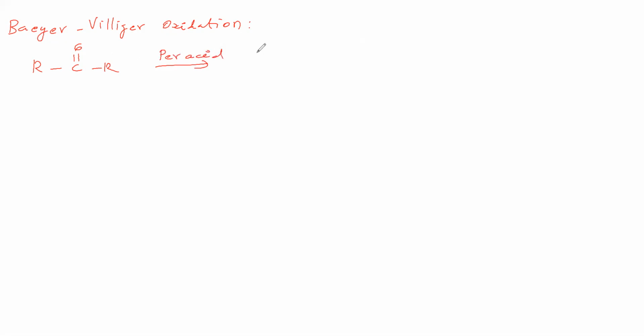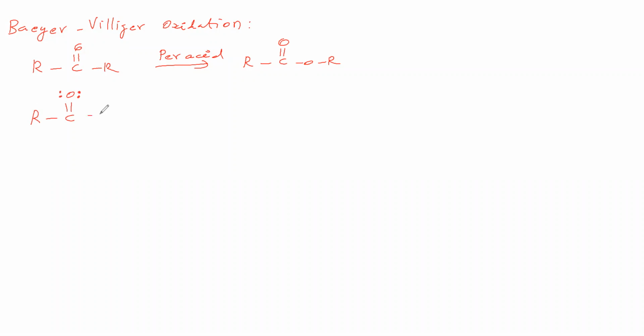We have taken a peracid, so what we are getting is an ester. We are taking a ketone, which means that between this CO group and this R group, oxygen is introduced. So what is the mechanism involved in this? That we will see. Now we are taking the carbonyl compound.